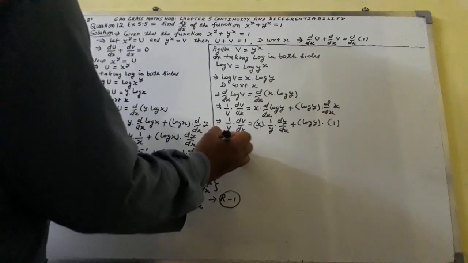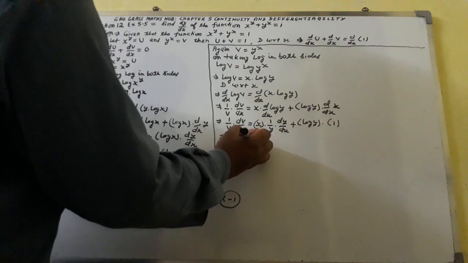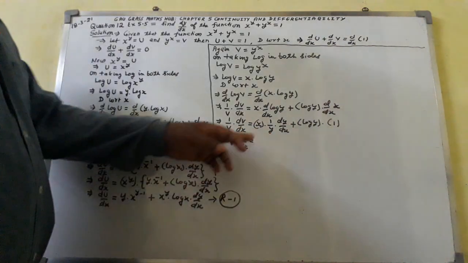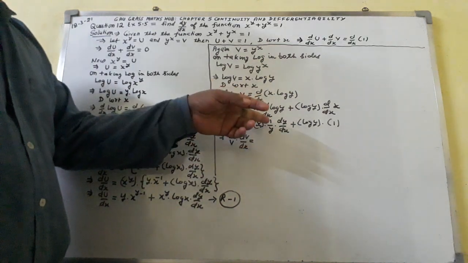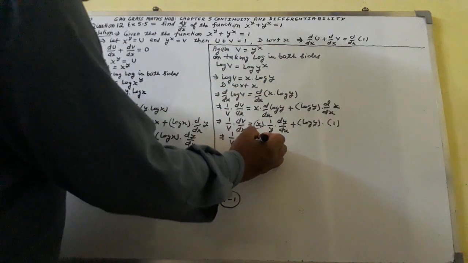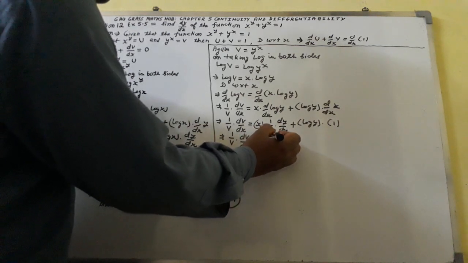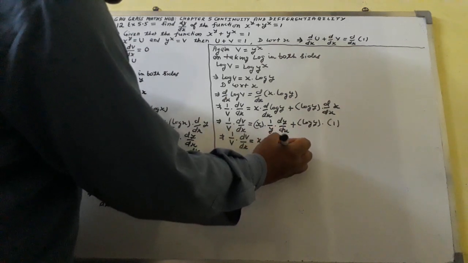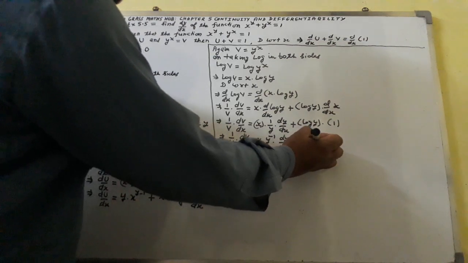Again I shall write 1 over v dot dv over dx equal to here y is there in denominator, will be thrown back to numerator. It will become x dot y raised to power minus 1 dy over dx of log y.